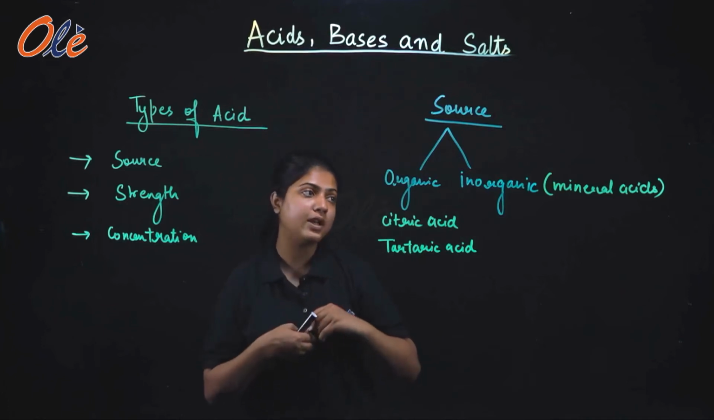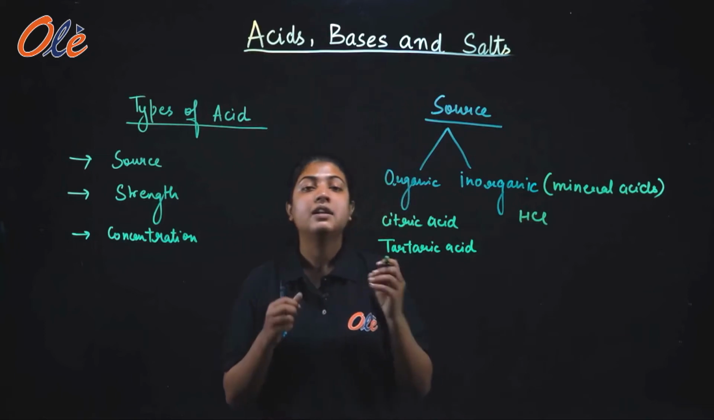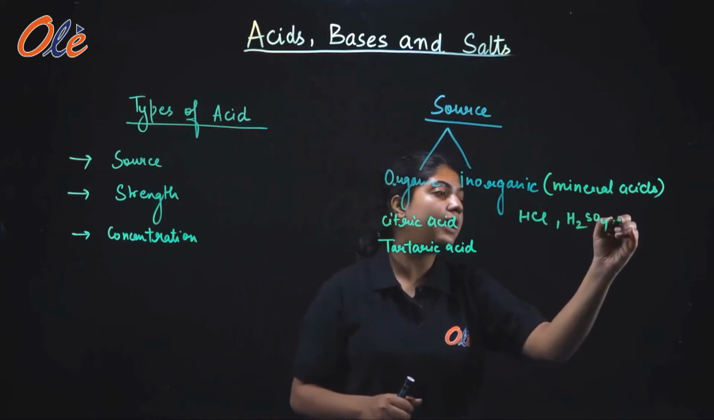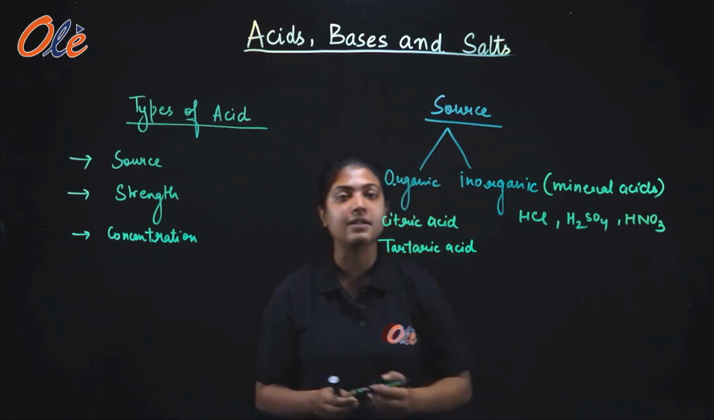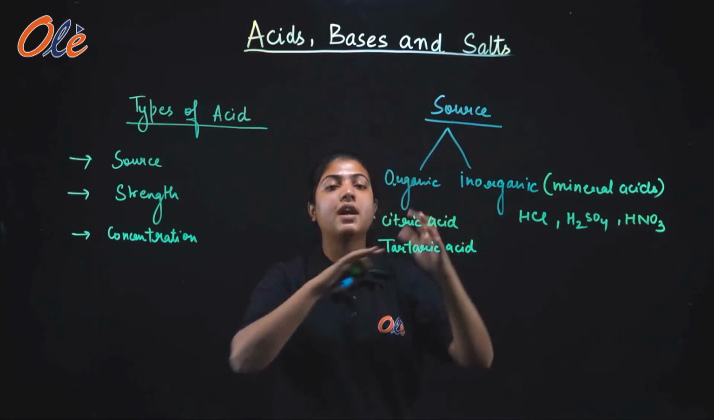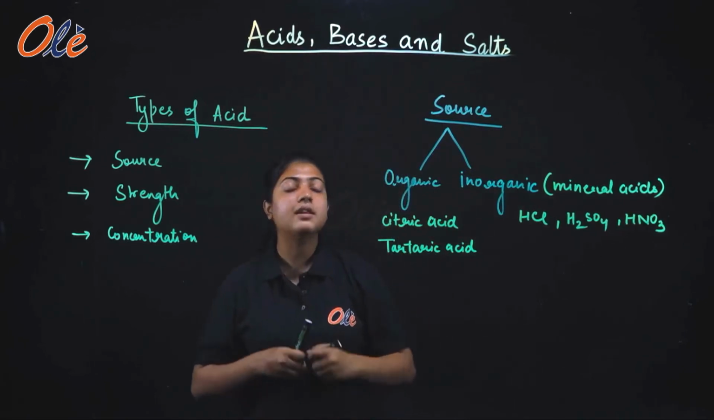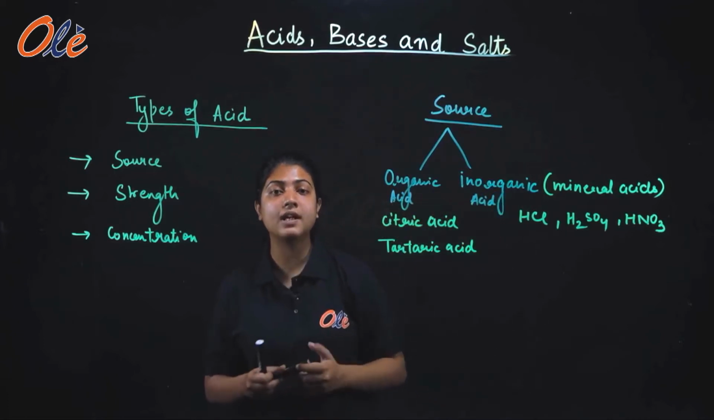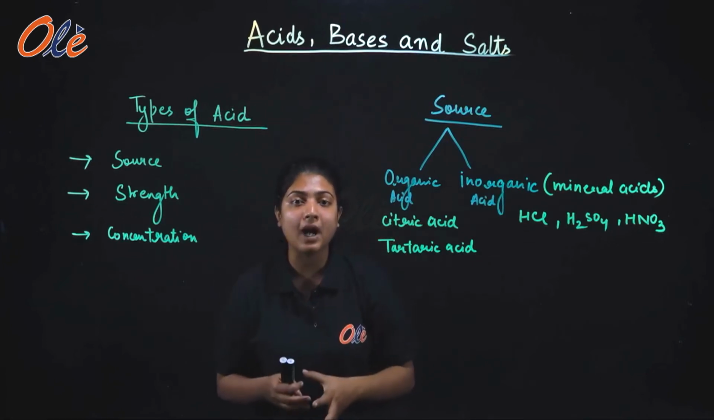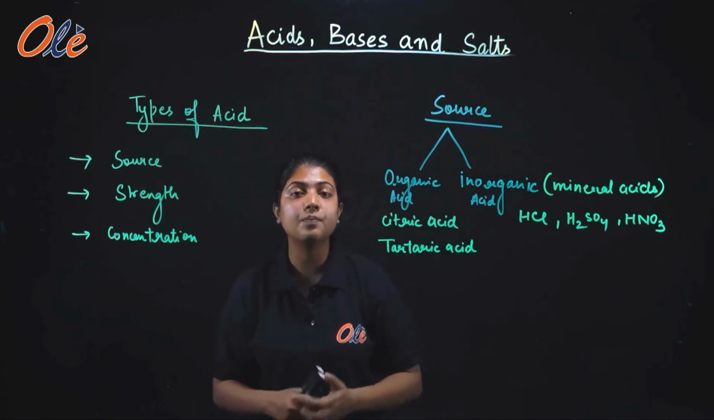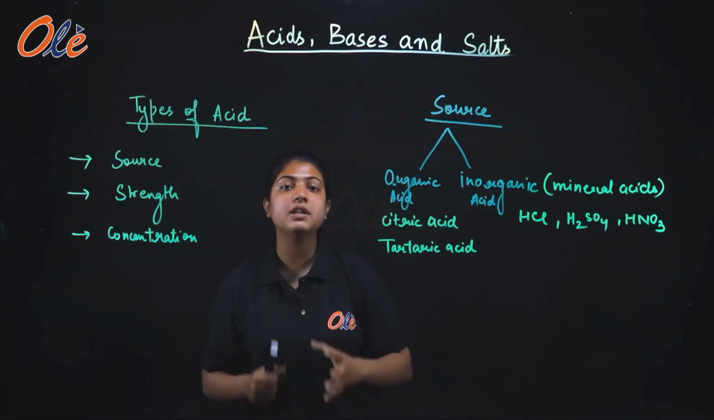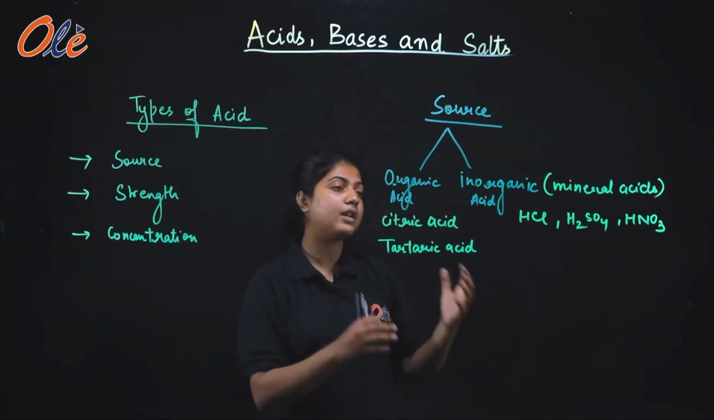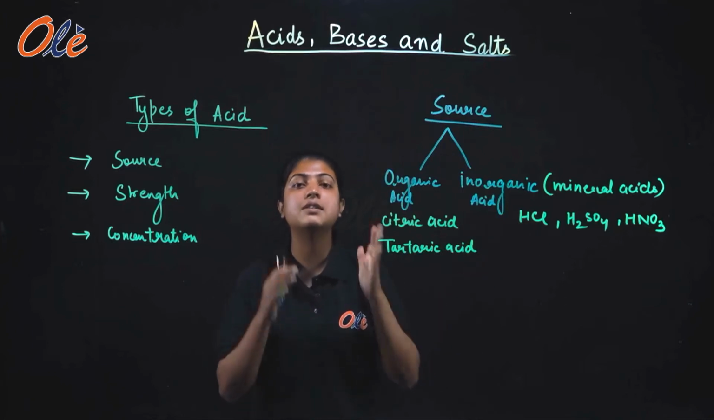So what are examples of inorganic acids? Examples can be HCl, hydrochloric acid, H2SO4, that is sulfuric acid, and HNO3, that is nitric acid. On the basis of source, you know that there are two types of acid: one is organic acid and the second one is inorganic acid. Organic acid is naturally available to us, that is, it is available in plants, in fruits, or from various plant products. Inorganic acids are not naturally available to us, or we can say they are made up of minerals, so they are also known as mineral acids. For example, hydrochloric acid, sulfuric acid, nitric acid, etc.